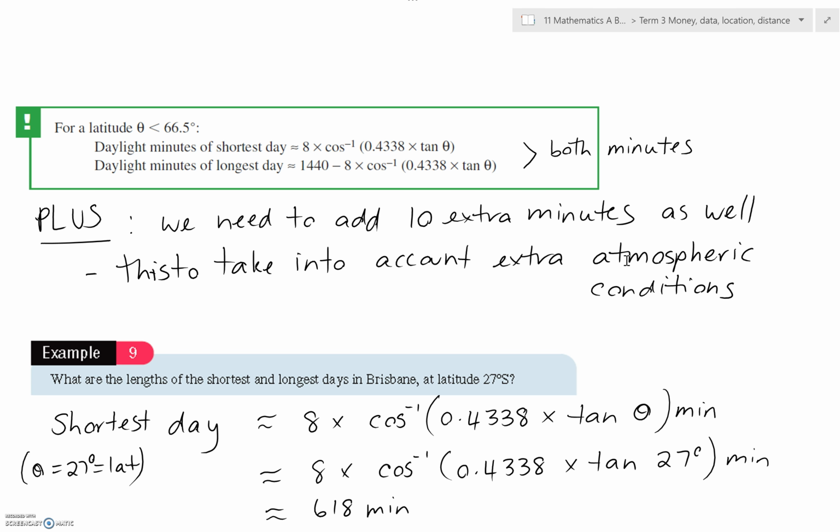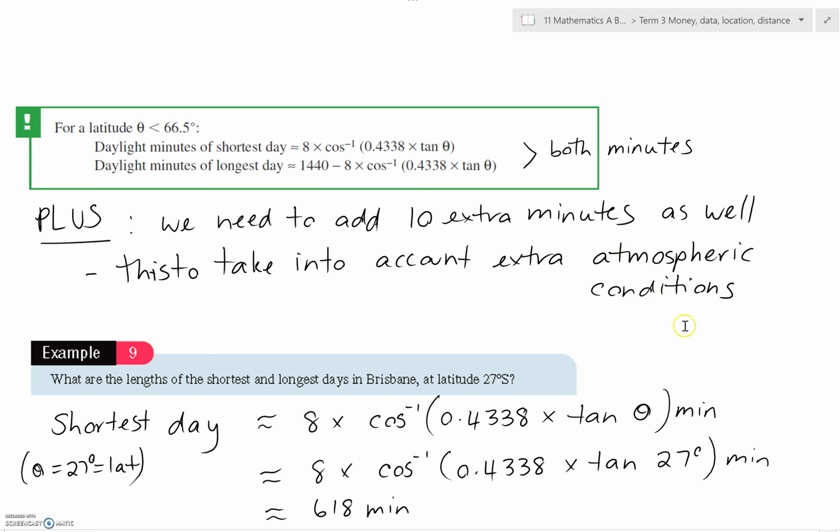Now, the other thing you need to take into account, which it doesn't say here, is to both of our answers for those, we need to add an extra 10 minutes. This takes into account extra things like atmospheric conditions as well as the curvature of the Earth, because that is going to alter it slightly. So if you just remember, find your answer using the formulas, add 10 minutes onto each one, you'll be fine.